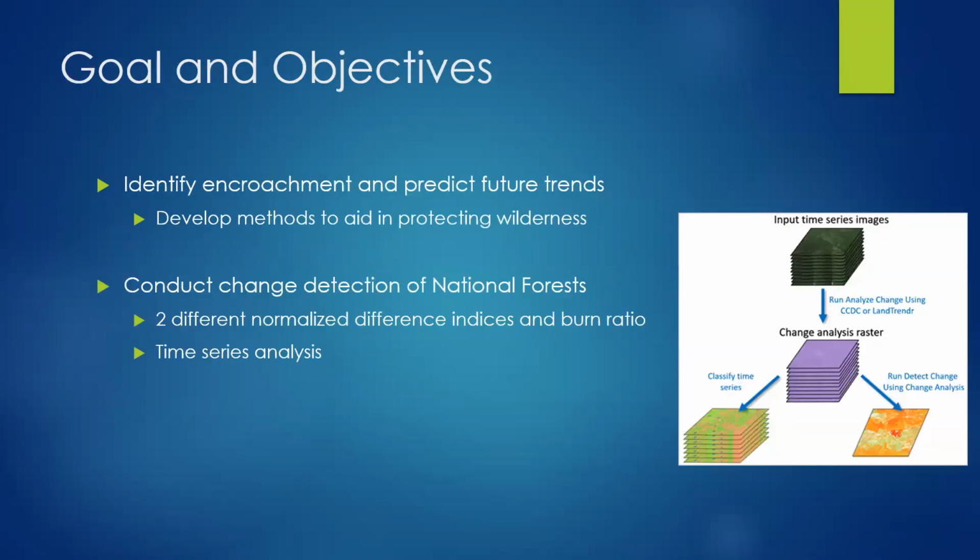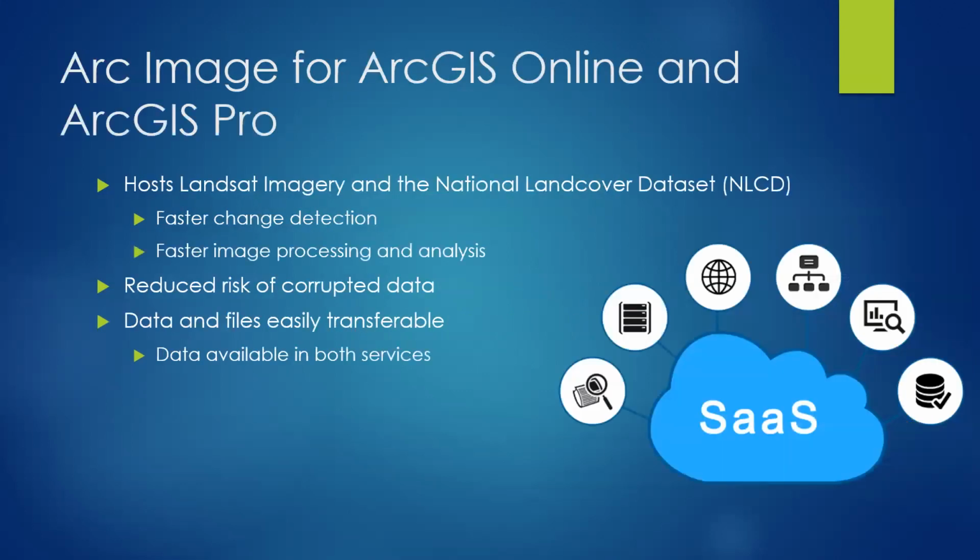And so the goal and objective is to identify encroachment and to use methods and tools developed through here to help in protecting wilderness, developing new methods or building up on past methods, and then hopefully predicting future trends in the area. And to do this, I'll be working with change detection and using 2 different normalized difference indices, as well as a normalized burn ratio. Now, those will be used in conjunction and sort of support the meat of the project, which is the time series analysis.